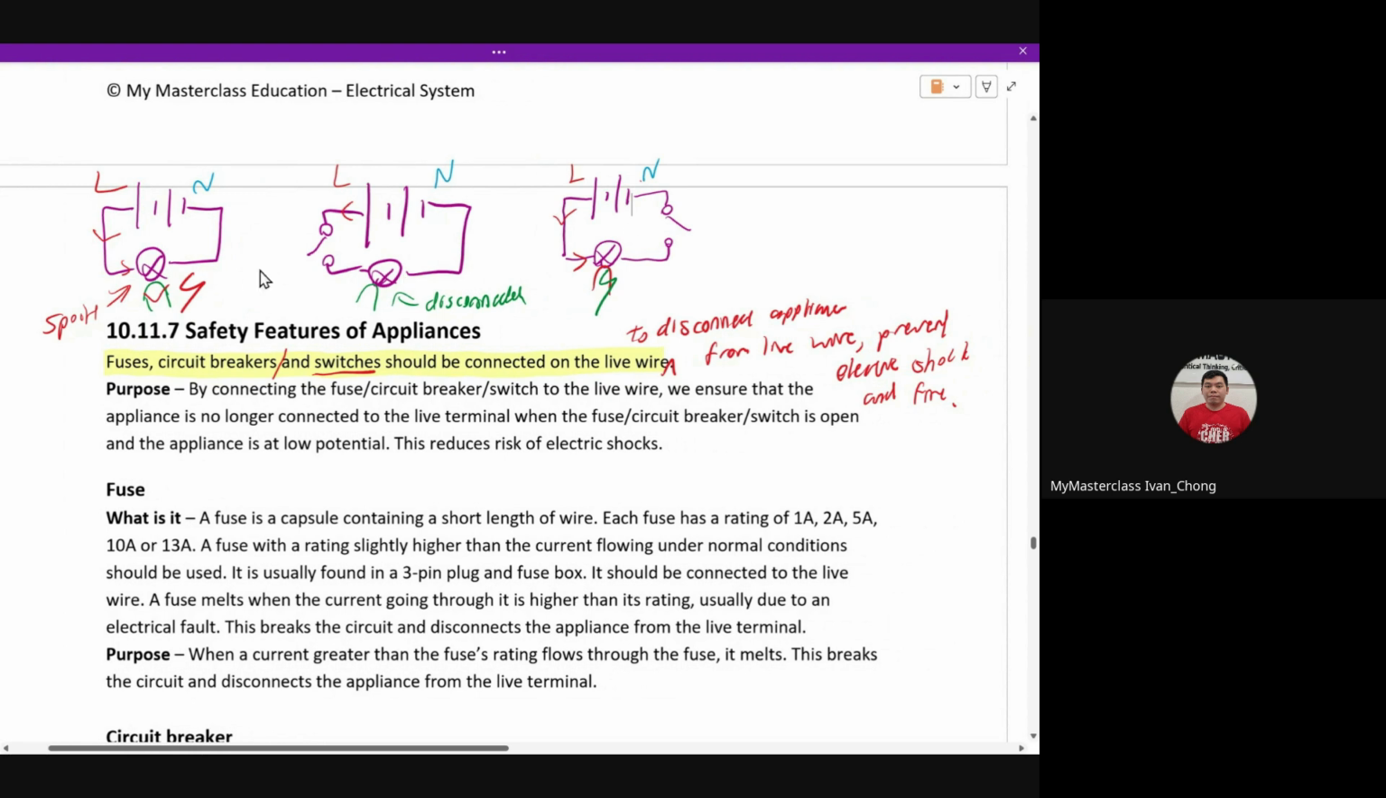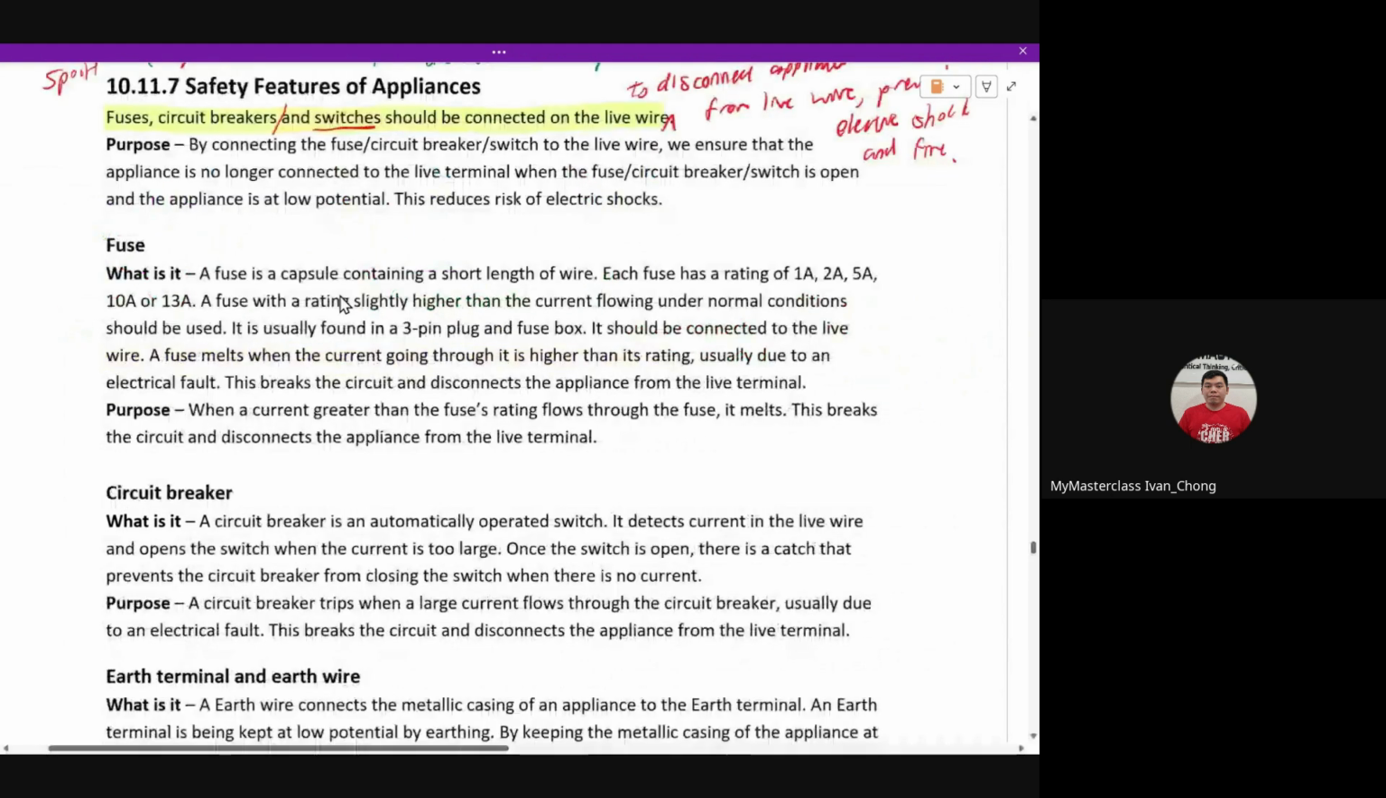So these three scenarios on top are assuming that there's no earth wire, so a 2-pin plug, basically. That is why in Singapore, we typically all use 3-pin plugs, because we're all scared to die. Most devices in Singapore all use 3-pin plugs. It's very, very rare to see a 2-pin plug in Singapore. But for other countries, you see it more often.